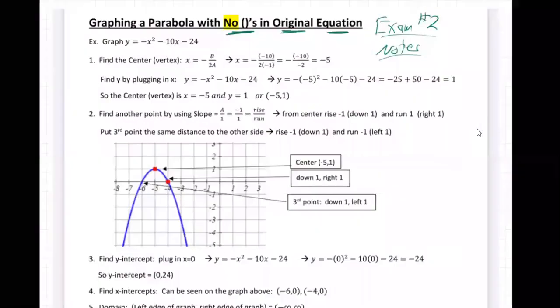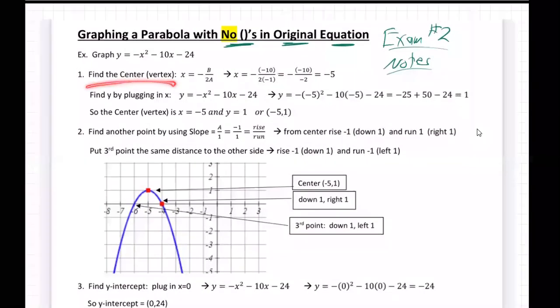Okay, so that's the first thing. I'm just going through the notes here. Find the center: x is negative b over 2a, find y by plugging in the x. You've got the center. Find another point using the slope. What is the slope? It's a over 1. What's in the very front over 1, that's rise over run from the center. You take the center point and do the rise and run to find another point, and a third point on the other side.